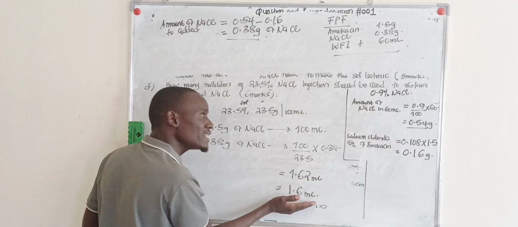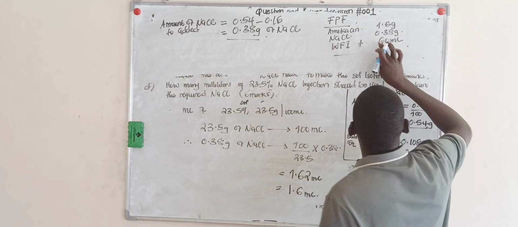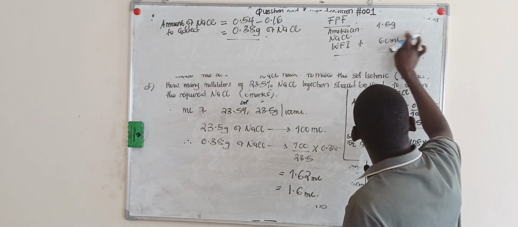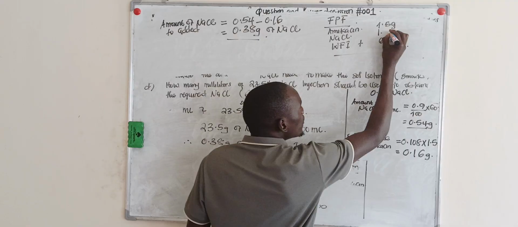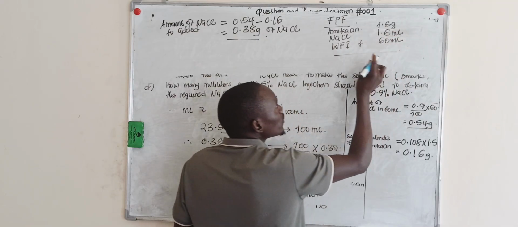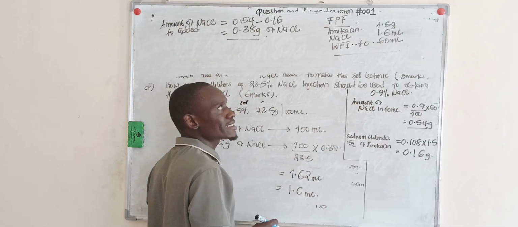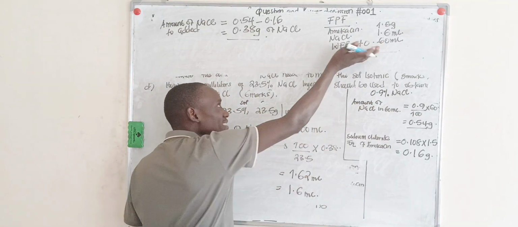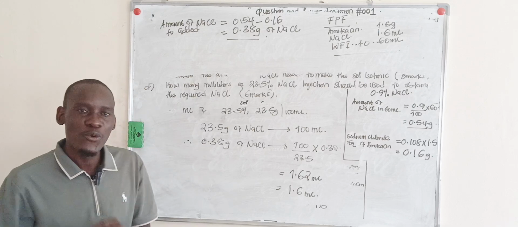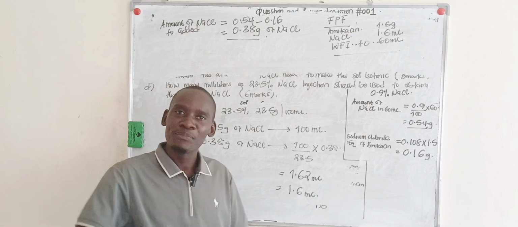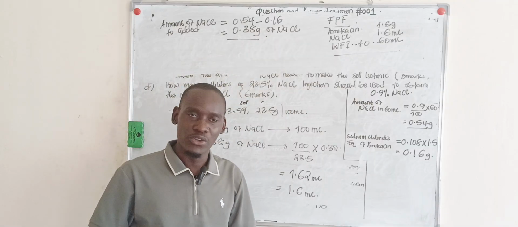So if we are using a solution of this concentration, instead of having the mass of sodium chloride, we shall simply have 1.6 mils of sodium chloride, then water for injection, add up to 60 mils. And that is how we attempt a question of that nature. I hope you are at the same pace with me. Let's look at our next question and answer question.